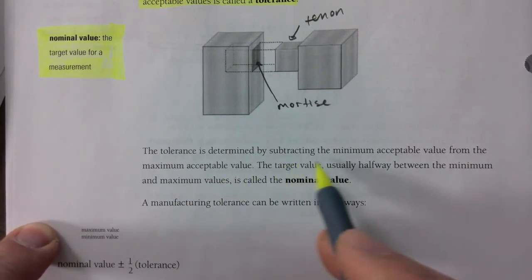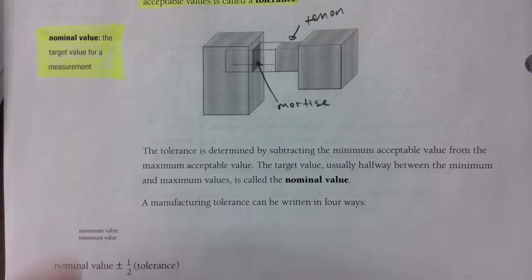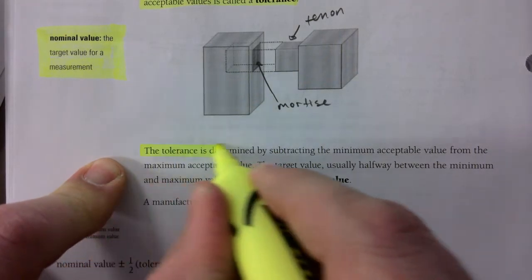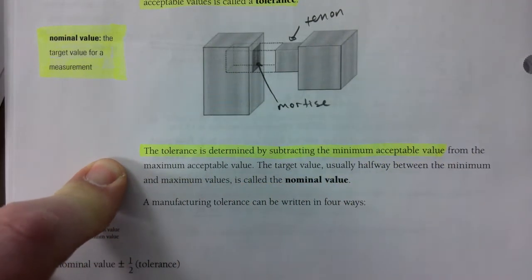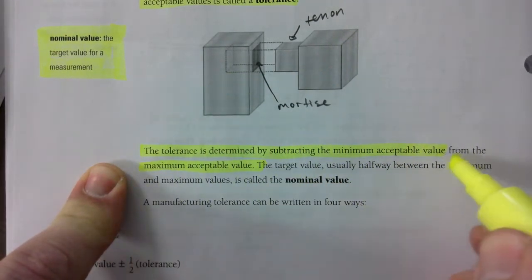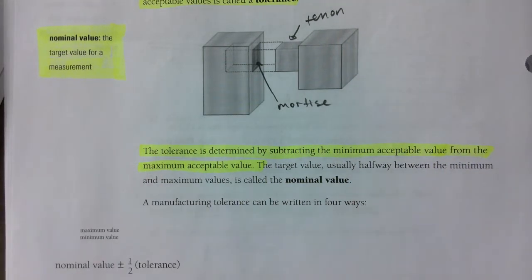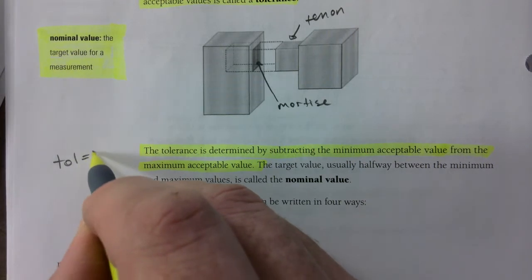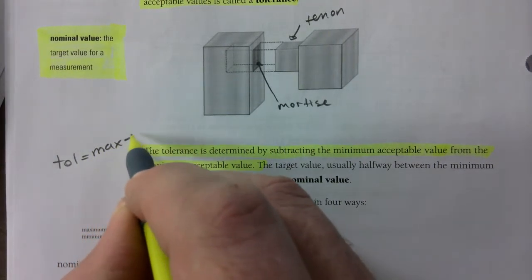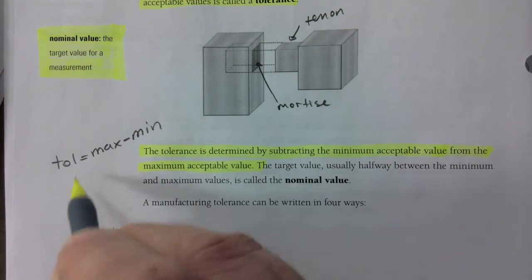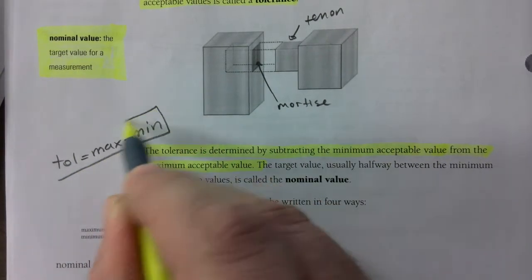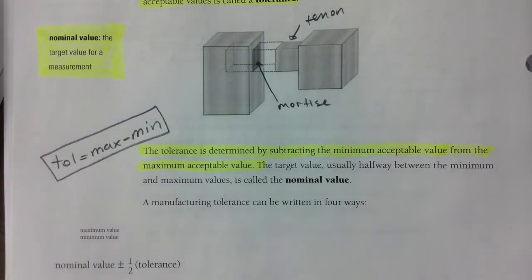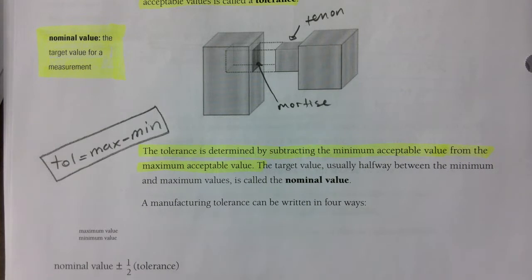The tolerance is determined by subtracting the minimum from the maximum acceptable value. So if you take the min and the max, you get your tolerance. So I'm going to write that down. Tolerance is max minus the min. On page 92. Tolerance is the max minus min.